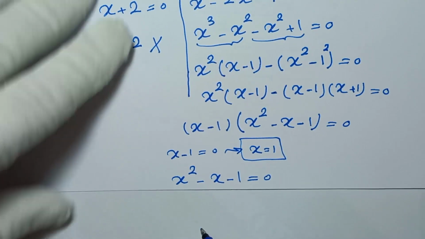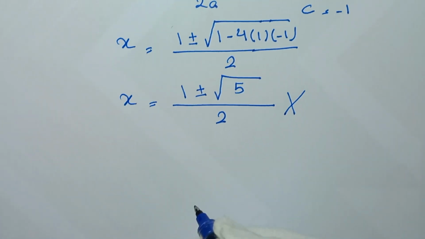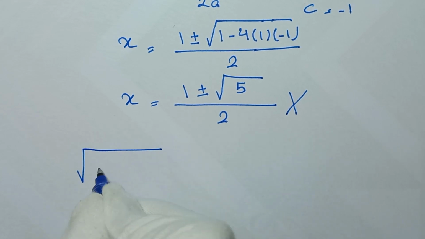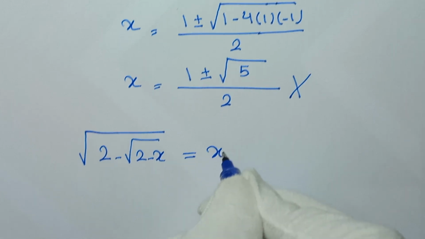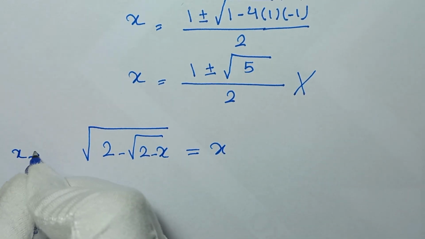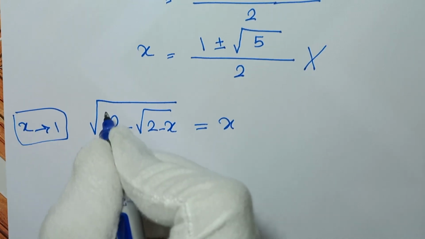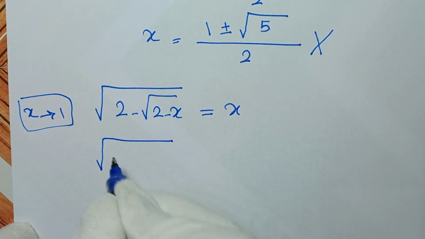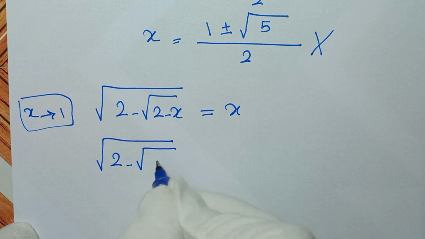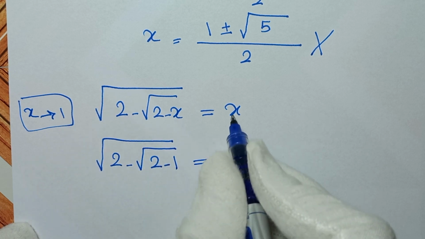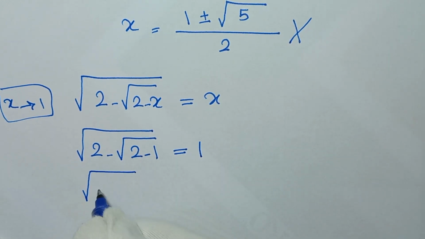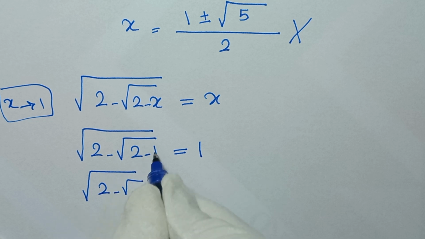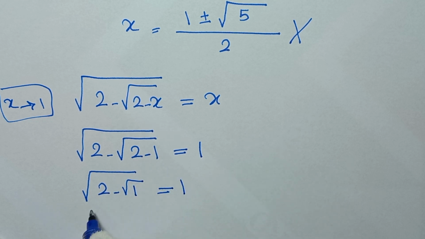So in here, our problem was square root of 2 minus square root of 2 minus x is equal to x. For x is equal to 1, we check this. In here it will be square root of 2 minus square root of 2 minus x, x is 1. So 1 is equal to x, x is 1. And it will be in here square root of 2 minus square root of 2 minus 1, which is 1, is equal to 1.